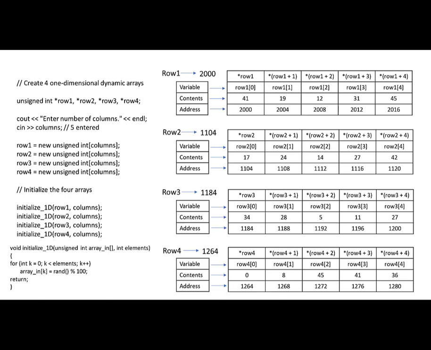The remaining tables, row 2, row 3, row 4, also show graphically what is produced when we do the new unsigned integer for row 2, row 3, and row 4. I'm just picking some numbers for the addresses, 1104 for row 2, 1184 for row 3, and 1264 for row 4. So when we execute the new unsigned integer and we have the 5 columns that I entered, then we call the initialize function. Then this is what we get in memory.